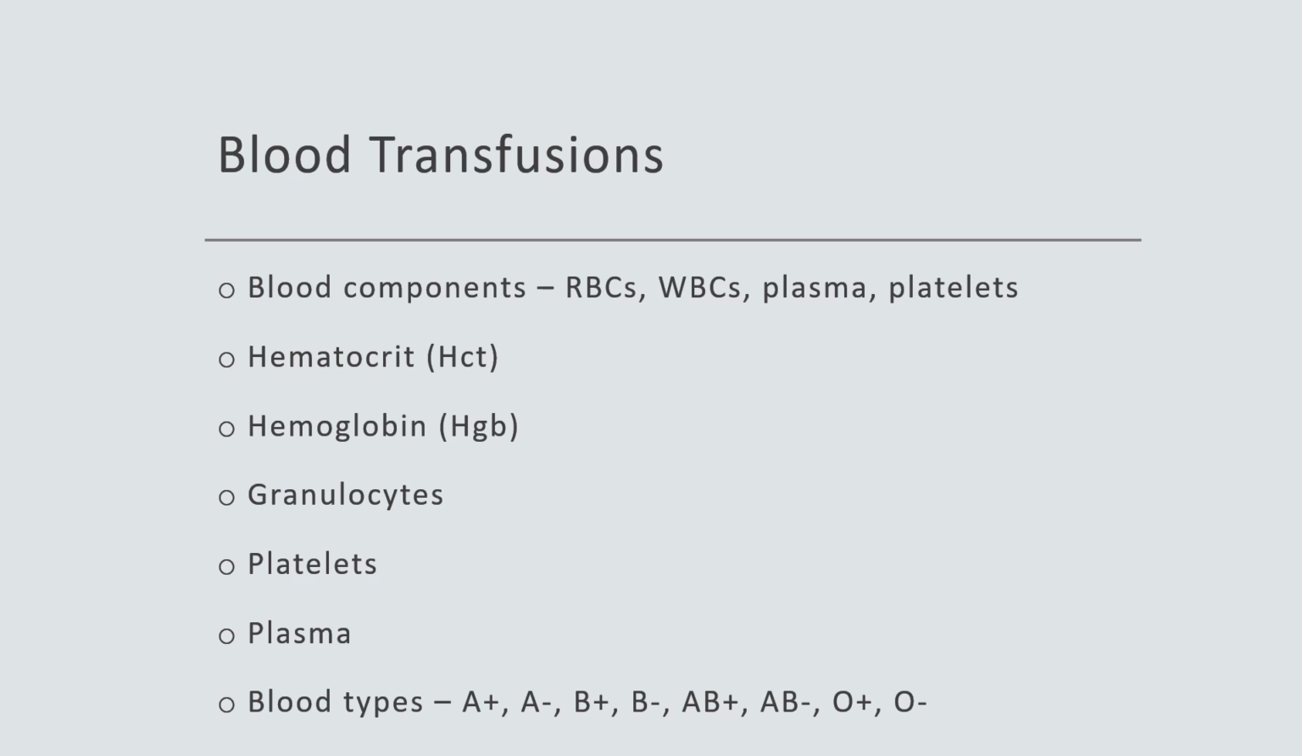Platelets, also known as thrombocytes, are fragments of cells contained in whole blood and produced in the bone marrow. Platelets promote the clotting of blood. Plasma is the liquid portion of blood, roughly 55% of whole blood, and it consists of mainly water. It transports the cells and helps maintain blood pressure and blood volume.